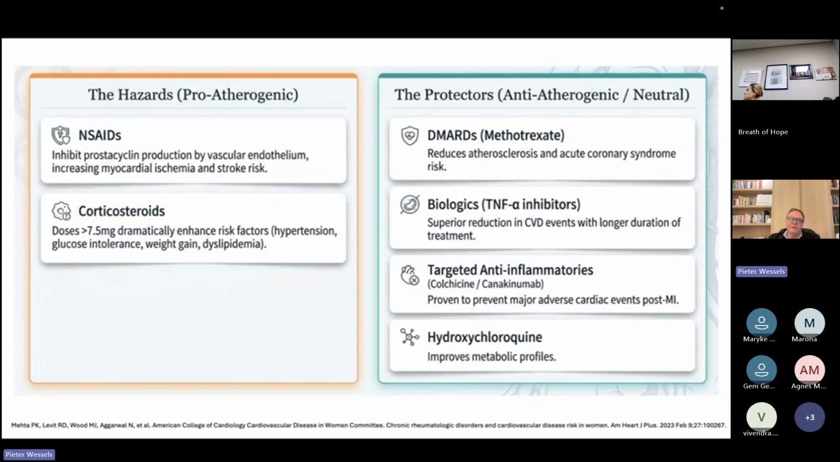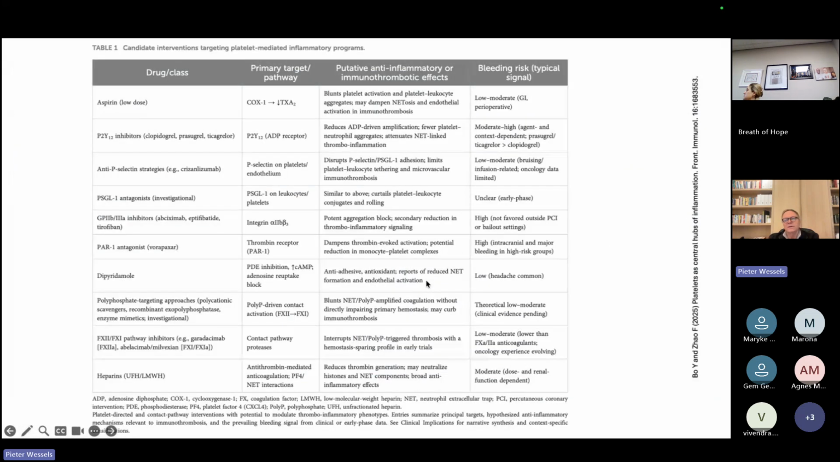So if we just sum it up, we've got the hazards, and we've got the protectors. And it's interesting, if you start treating these patients for their autoimmune disorder, you decrease the plaque formation as well with all these drugs. And that's why people are starting to give colchicine to patients with atherosclerosis. So, and here, remember we said platelets.